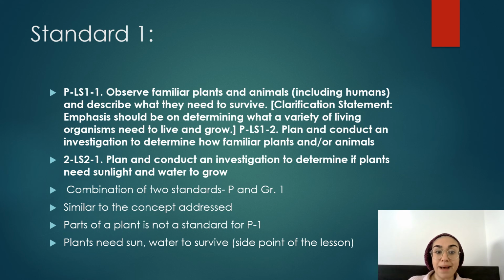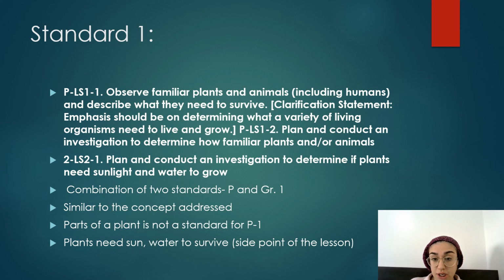So now we will go back to each standard and elaborate on how I believe this lesson either utilized or did not exactly meet this standard. The first one was from pre-kindergarten: to observe familiar plants and animals and describe what they need to survive, and to plan and conduct an investigation to determine if plants need sunlight and water to grow. So this is a combination of two different standards, one from pre-kindergarten and one from grade 1, but I believe that they're both very connected and they both have to do with this lesson. And I believe the teacher was trying to meet both of them.